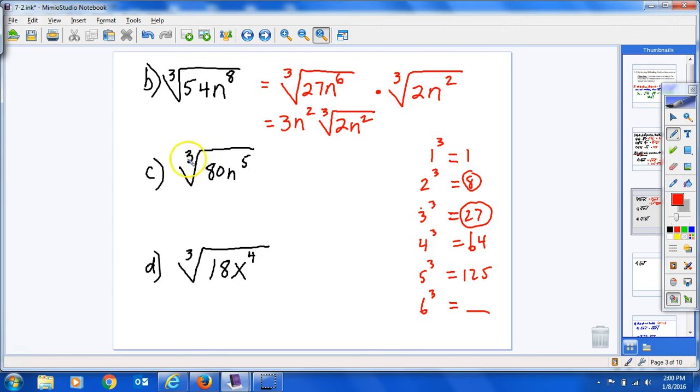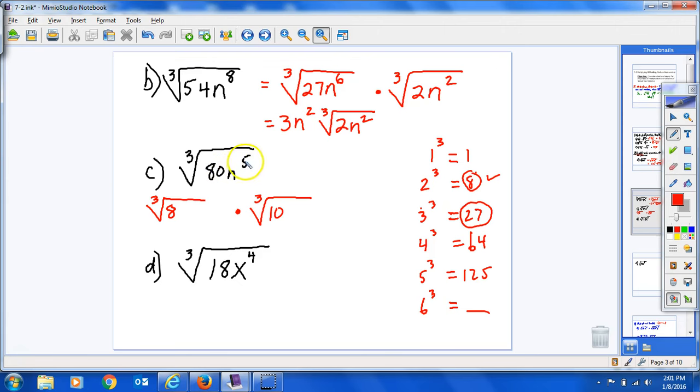Okay, same thought here with the cube root. 80, looking at my list, is not a perfect cube number. It doesn't have a perfect cube root. But I noticed that 8 is a perfect cube number, and it also happens to divide into 80. So I'm going to rewrite this as the cube root of 8, and to make it equal 80 when multiplied, I'm going to have to do the cube root of 10.